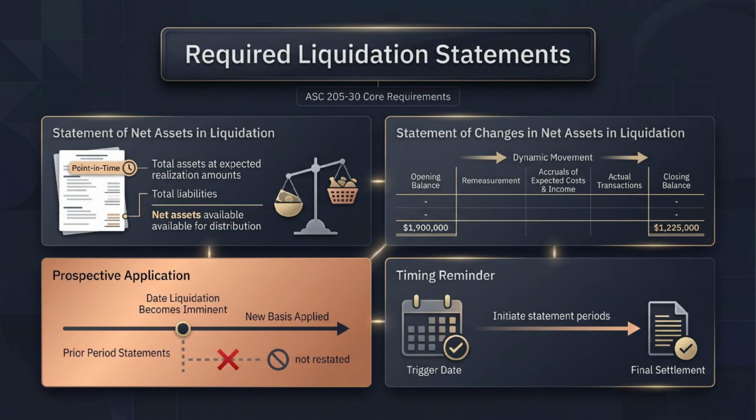ASC 205-30 requires two core statements. The first is the statement of net assets in liquidation, which shows assets at expected realization amounts, liabilities, and the resulting net assets available for distribution. Think of it as the liquidation basis equivalent of a balance sheet, but with a different objective. The second is the statement of changes in net assets in liquidation, which shows how those net assets changed during the period. Also remember prospective application. Liquidation basis starts from the date liquidation becomes imminent. Prior periods are not rewritten as if liquidation had always existed.